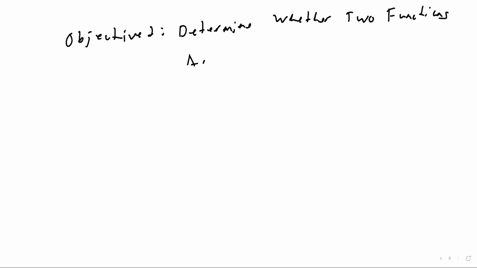Three. Determine whether two functions are inverses.